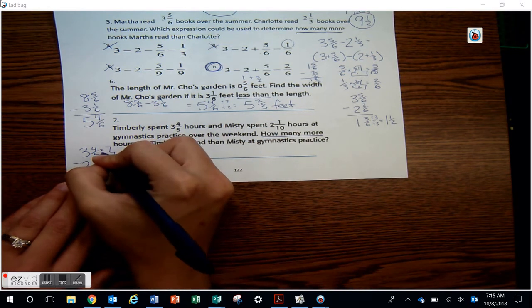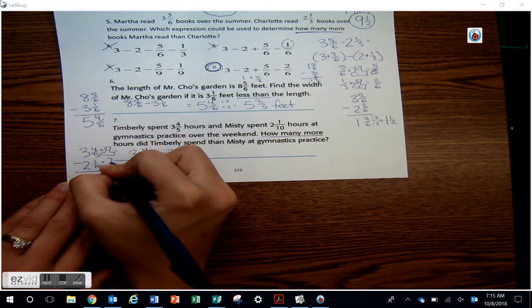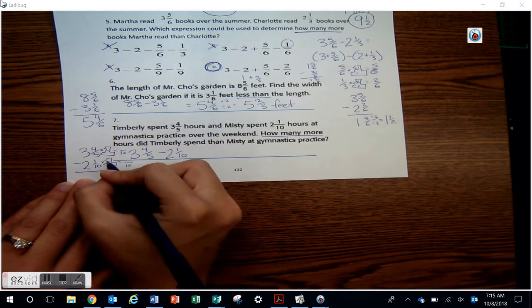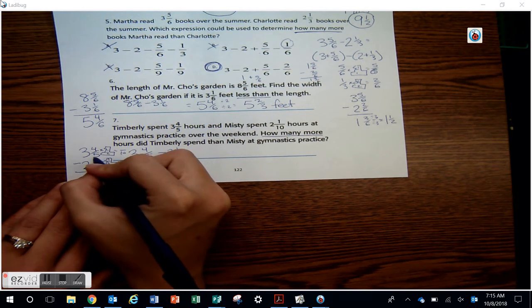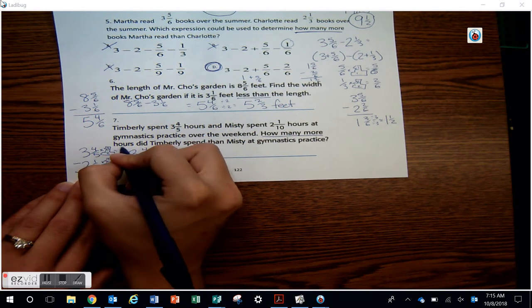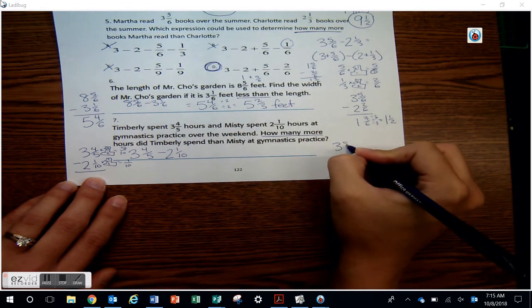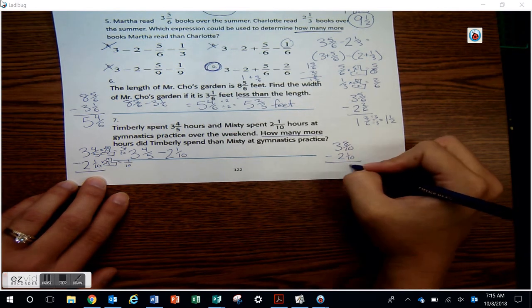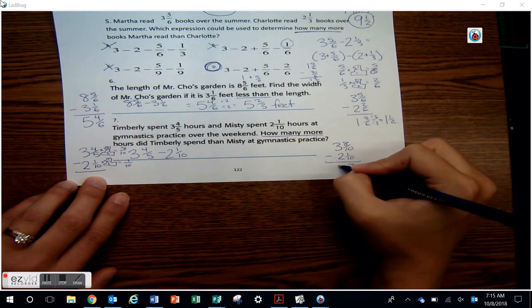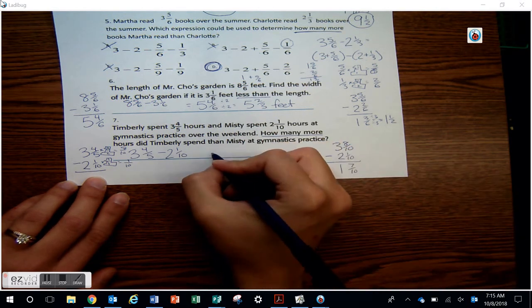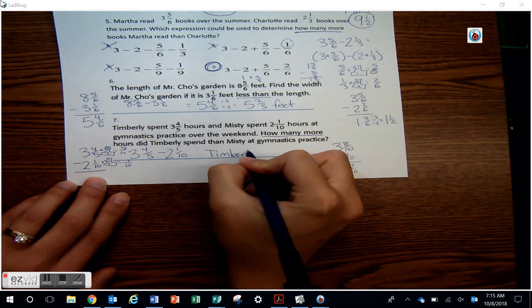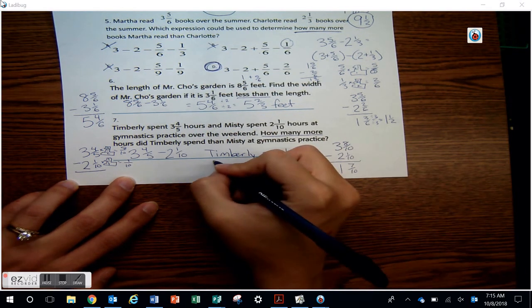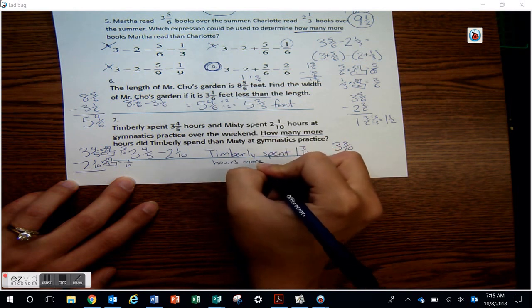So let's go ahead and multiply by a giant 1 so we don't change the value. And let's use a denominator of 10 because 10 can multiply to be 10 and 5 can multiply to be 10. 5 times 2 is 10, 4 times 2 is 8. So now my problem is 3 8/10 minus 2 1/10. 8/10 minus 1/10 is 7/10. 3 minus 2 is 1. Timberly spent 1 7/10 hours more at practice.